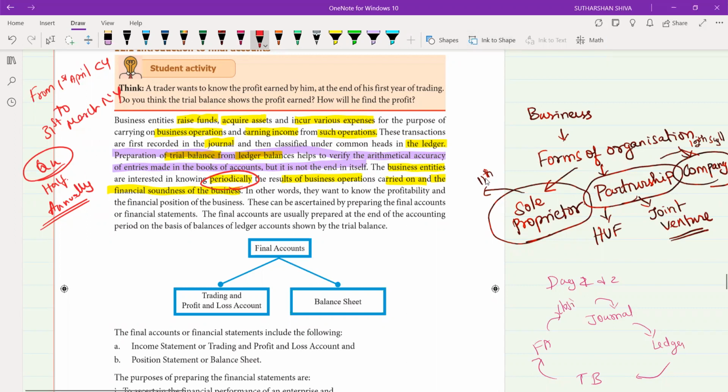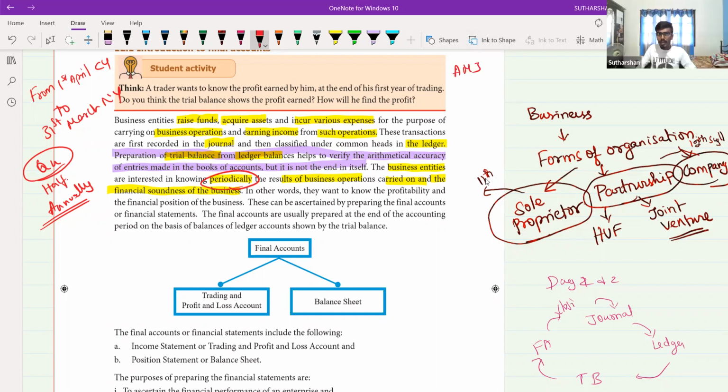April, May and June, July, August and September, October, November and December, January, February and March. We will call this a quarter: first quarter, second quarter, third quarter and fourth quarter. Periodically, we will call it quarterly. Half yearly means this is the first half yearly, this is the second half yearly. Annual means comprehensively it will be called annually.